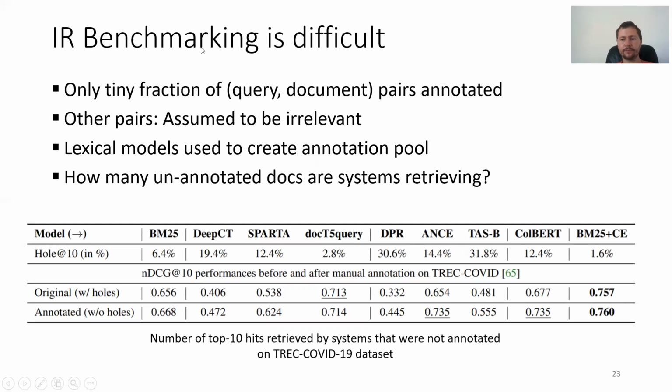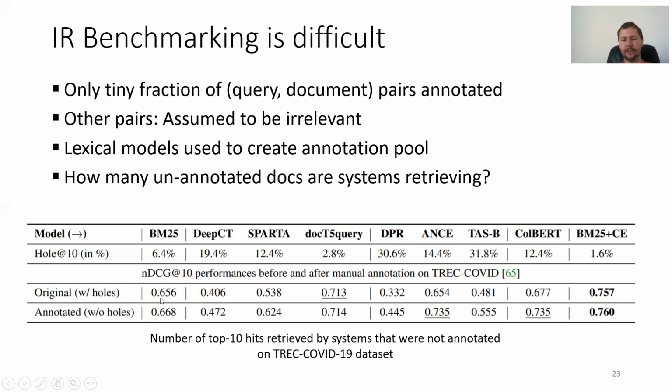We checked in our paper how many documents the systems retrieve which have not been seen by any annotator. For lexical models, for example BM25, docT5query, or BM25 plus cross-encoder, the hole at 10 rate is quite low. The hole at 10 rate is how many of the top 10 results have not been seen by any annotator. For BM25 plus cross-encoder, just 1.6% of the hits we retrieve have not been seen by any annotator and are automatically assumed irrelevant. For embedding models like ANCE, the rate is much higher, nearly 15%, nearly 10 times higher than for lexical models. What we did is a manual annotation of all these missing hits to see how the performance changes. When we compute the original score, we see, for example, that ANCE is a bit worse than BM25.